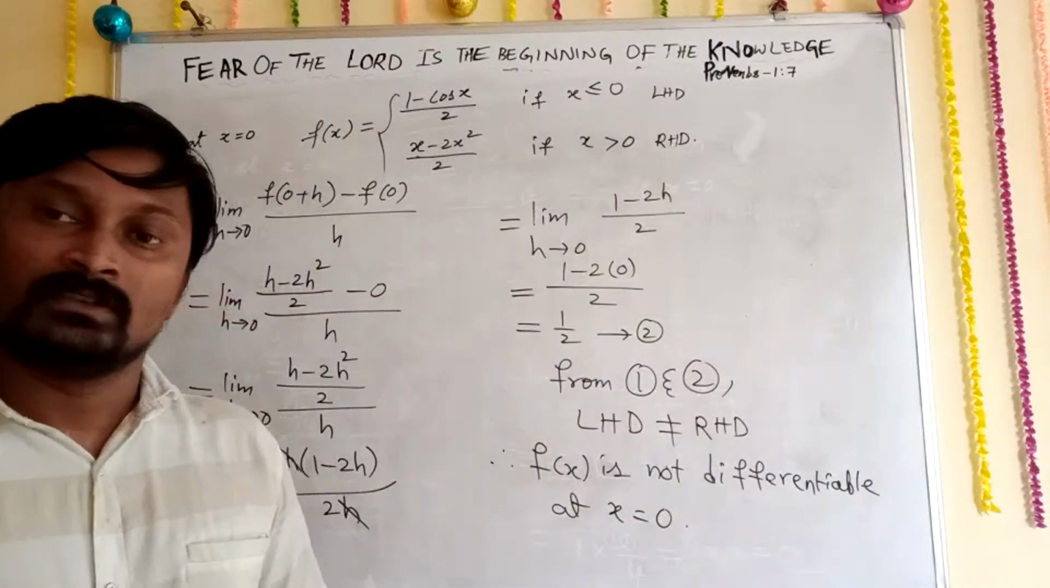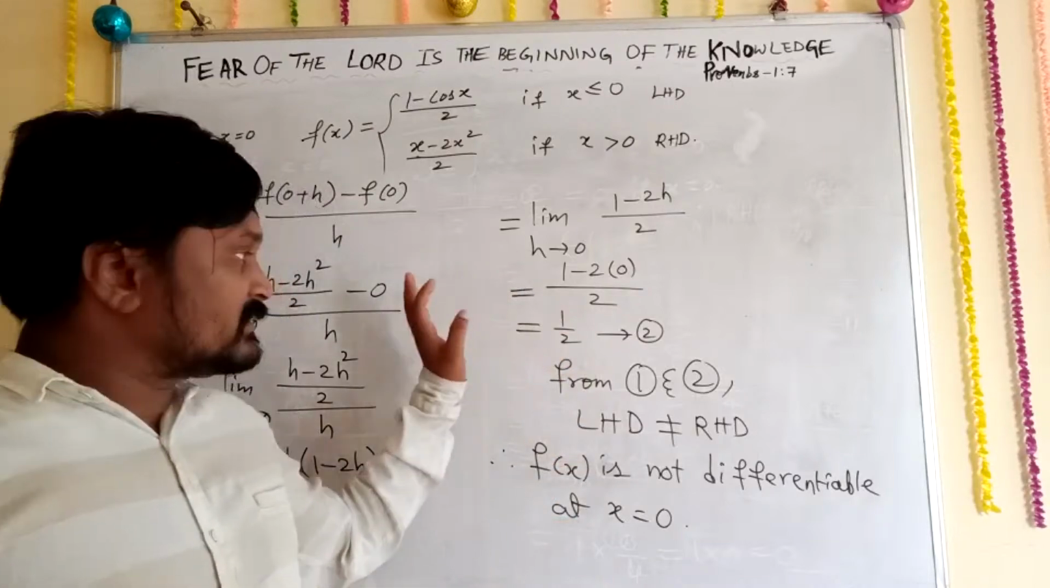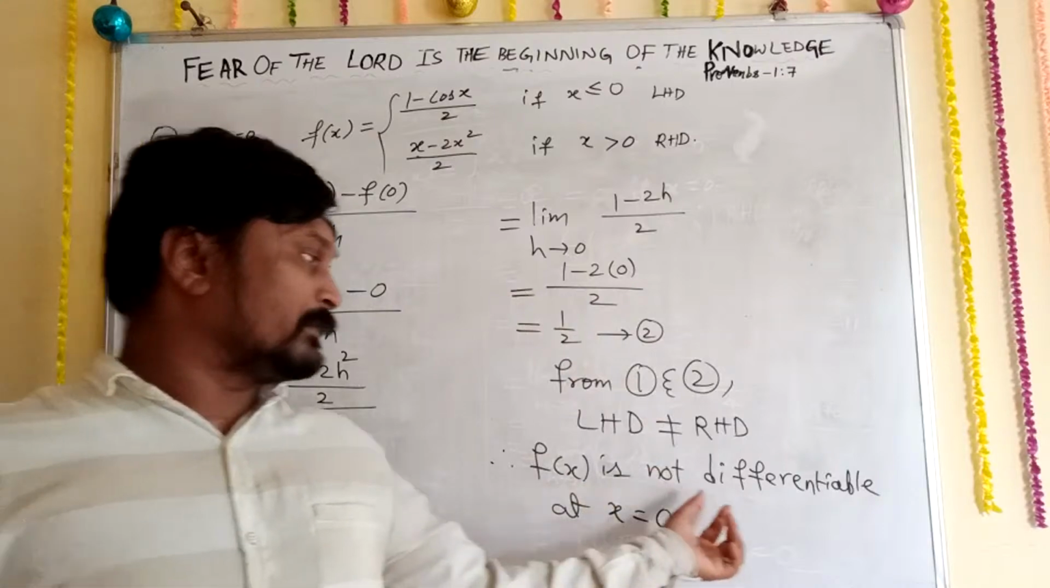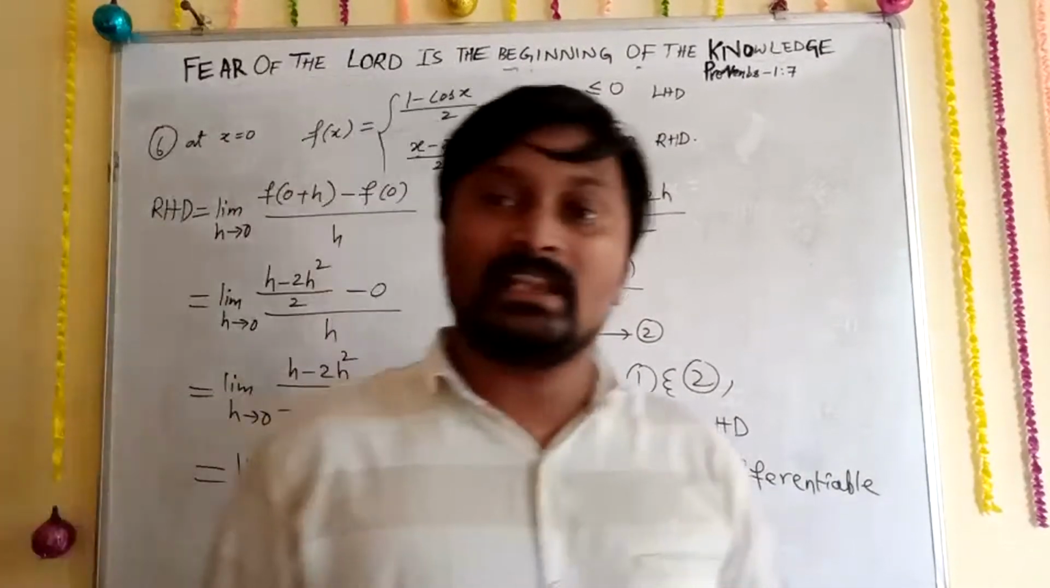Clear now? So, LHD you got as 0, RHD you got as half. These both are not equal, so we can say that f of x is not differentiable at x is equal to 0. Okay? You all understood this?